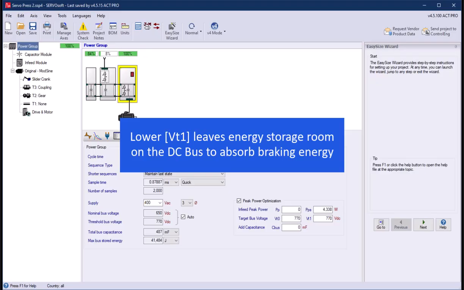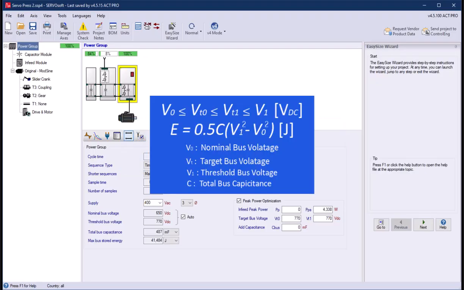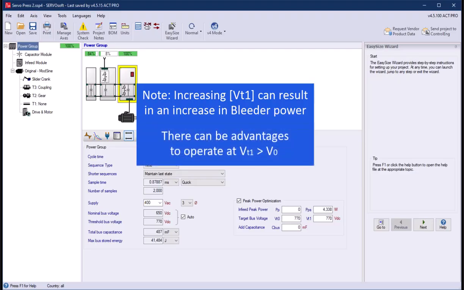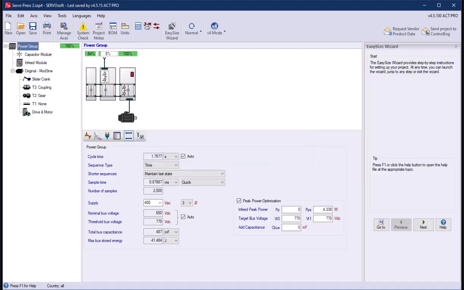And recall the formula for energy storage on the DC bus. It is important to note that depending on the application, increasing VT1 may push more energy to regen or braking via a bleeder. But in certain applications, often with low regen requirements, it can be advantageous to have a higher target bus upper voltage. Let's look at 2 sample projects.